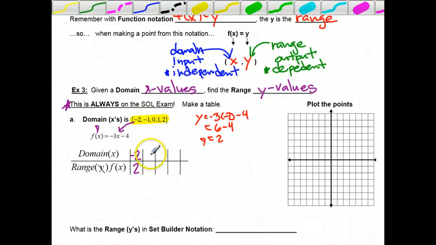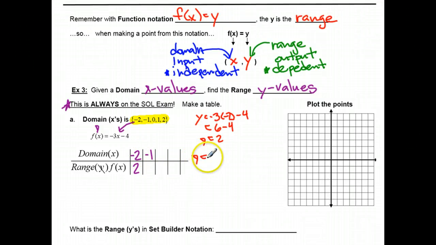Now we're going to plug in the next domain value, which is negative 1. So we're going to plug it into the same equation. We're still going to plug it into this y equals negative 3x minus 4. Now we're plugging in negative 1. So now we PEMDAS it. And so now y will equal negative 3 times negative 1, positive 3 minus 4. So now y will equal negative 1.